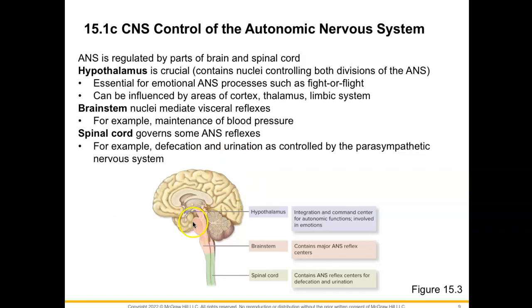Next, we have to talk about the influence of our brainstem here. We're going to have lots of nuclei throughout here that are going to mediate any visceral reflexes. So an example of this would be maintaining our blood pressure. And lastly, our spinal cord is going to help to govern some of our ANS reflexes. We talk about the ANS reflexes in the very last section of this chapter, but some examples of those reflexes would be defecation and urination, which would be controlled by our parasympathetic nervous system.